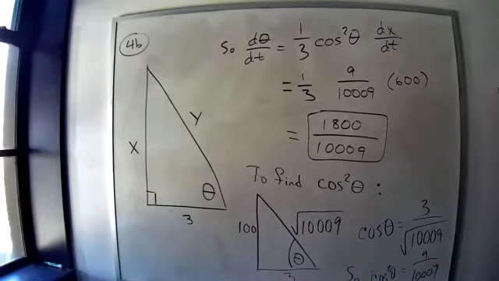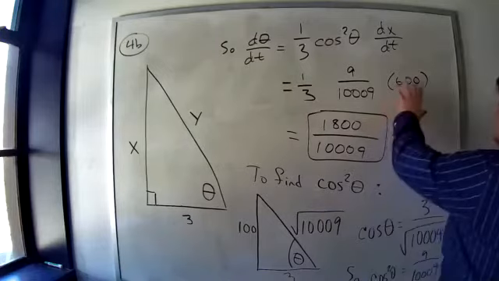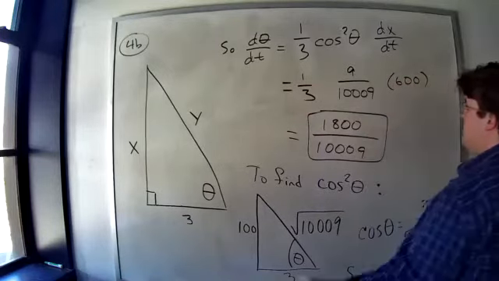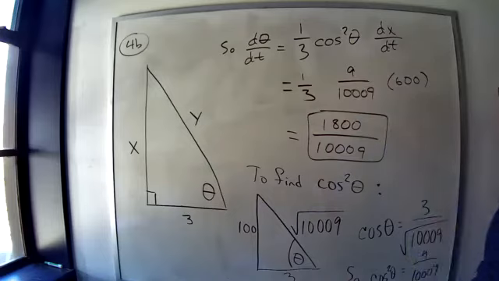Okay, thank you. Okay, that was faster than trying to find whoever's talking to me. So, what I did here was I did 600 divided by 3 is 200. 200 times 9 is 1800.